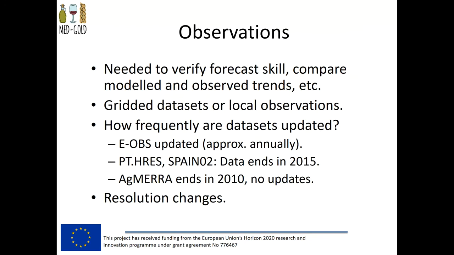So that's quite good. Now in MedGold, we've used two other data sets. The first one, PT02, is for Portugal, and the next one is for Spain. These are much higher resolution, around 1 kilometre. But the only issue with them at the moment is they end in 2015. As far as I can see, they haven't been updated, and I don't know if they will. So as we go further and further ahead in time, these data sets will become more and more out of date, which might be an issue. And again, this is a particular problem with this other gridded data set we use called Admera, because it ended in 2010 and has never been updated.